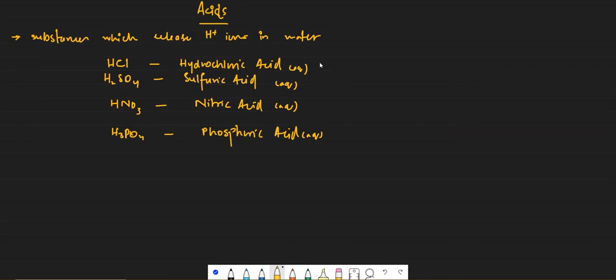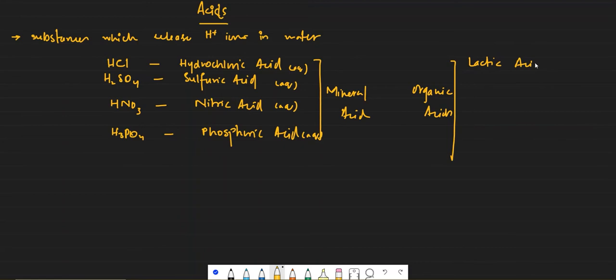Okay, now we can classify acids on the basis of the way they are made. For example, there are mineral acids, which we make in the lab. Then there are also organic acids, which exist naturally, like lactic acid, which is present in yogurt, citric acid in citrus fruits, tartaric acid, and acetic acid, which is present in vinegar.